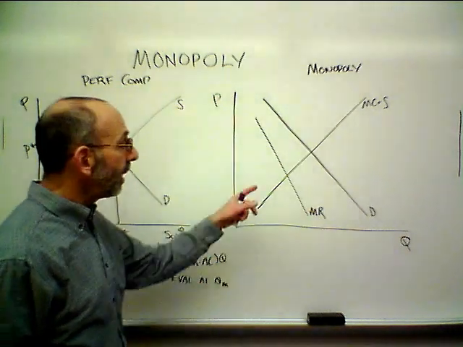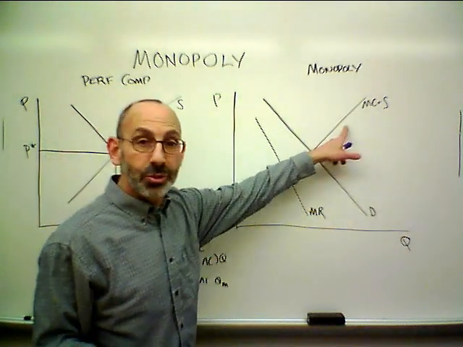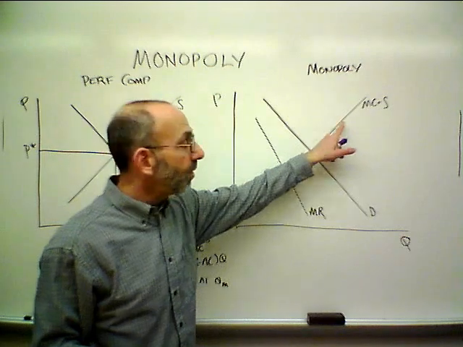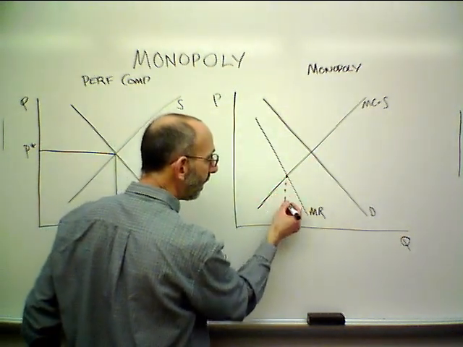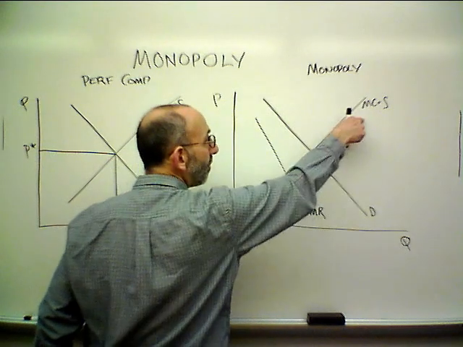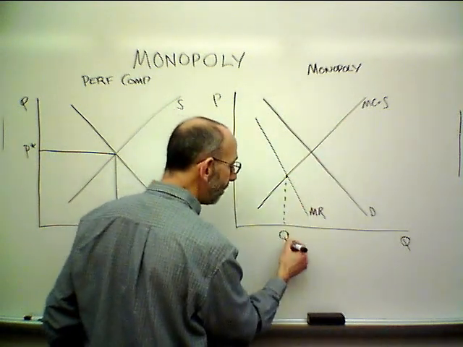Label your graphs carefully, explicitly. We have marginal cost equals supply. We know that marginal cost curves are supply curves. So this firm will do the best it can where marginal revenue and marginal cost intersect. And that'll be this Q sub M.